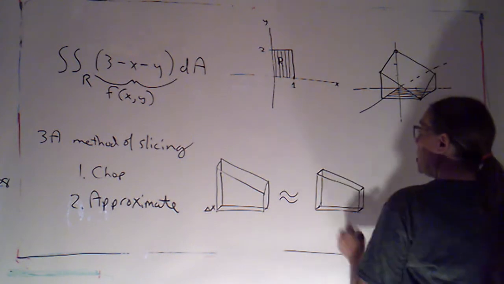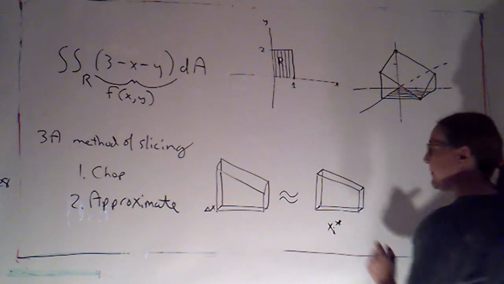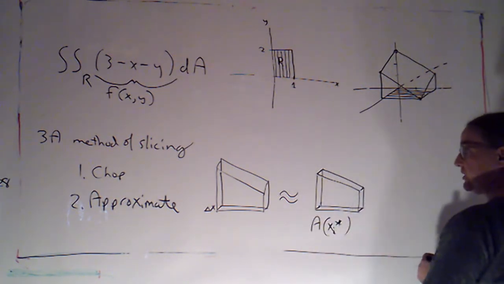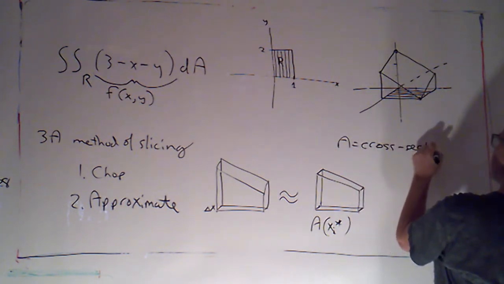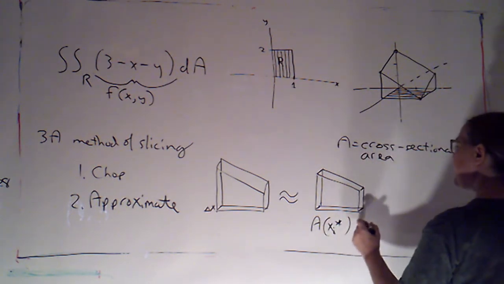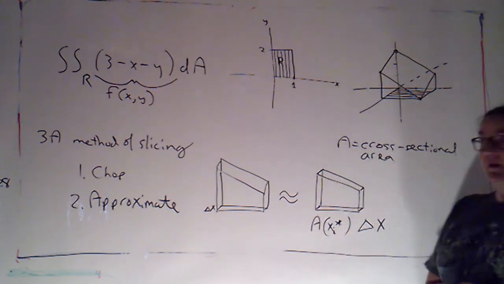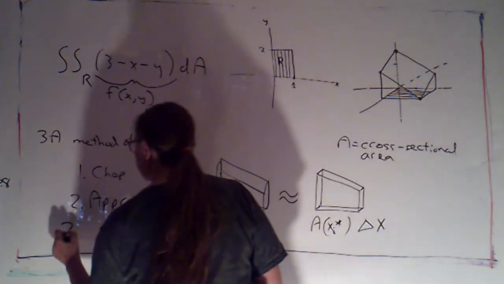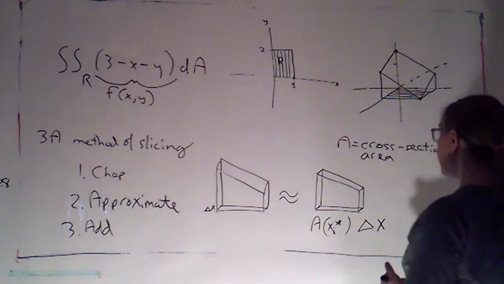So I'm going to pick an xi star, a representative x value, and calculate the cross-sectional area. A is my cross-sectional area for that x value. If I multiply that by delta x, that gives me an approximation of this volume. Of course, then what we do is add all of those up. So I'm creating a Riemann sum.